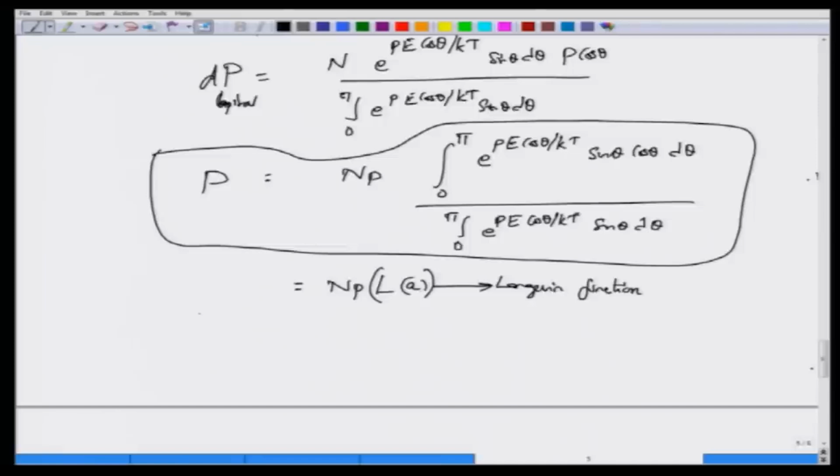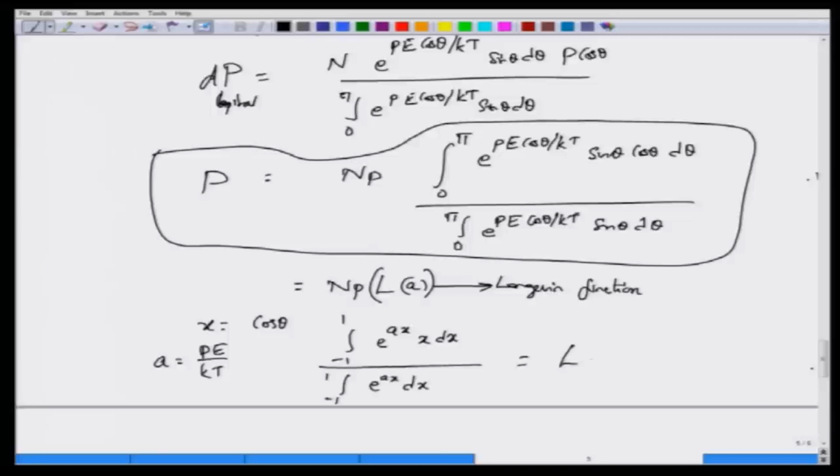You can obtain that by going back to this polarization integral and substituting x equals cos theta, so that dx will become minus sin theta d theta, and appropriate integral limit changes can be done. Then also define pE by kT as A, that is the ratio of dipole moment times the electric field, which is some sort of a force because of the external electric field, divided by the thermal energy. So you can write this integral as integral from minus 1 to 1 of e to the power a x times x dx, divided by integral from minus 1 to 1 of e to the power a x dx. This is called the Langevin function.